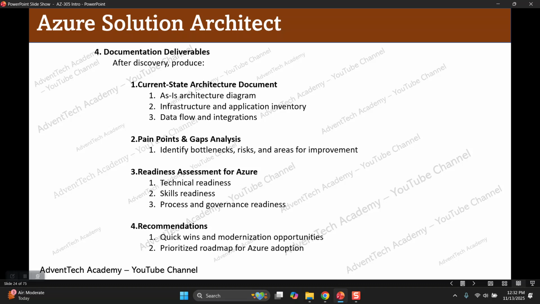Third is readiness assessment for Azure. We have to run this and get technical readiness, skill readiness, process and governance readiness. Fourth is recommendation. Quick wins and modernization opportunities. Prioritized roadmap for Azure adoption. So we have to prepare a document for all these aspects.